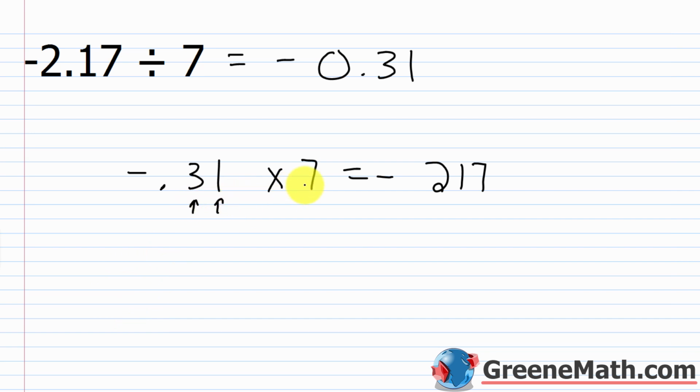We have 1, 2, right? None over here. So this would go 1, 2 places to the left. You'd have negative 2.17, which is exactly what you have here as your dividend. So again, you know your answer is correct, right? Our answer here is negative 0.31.